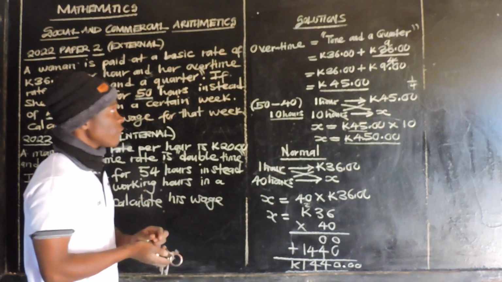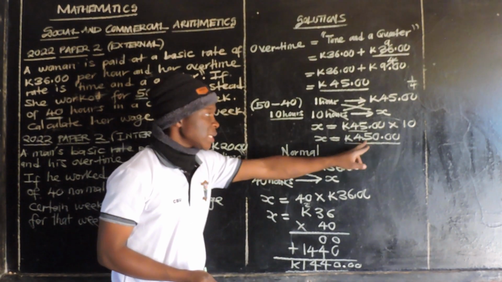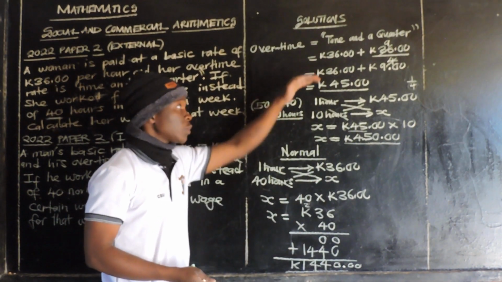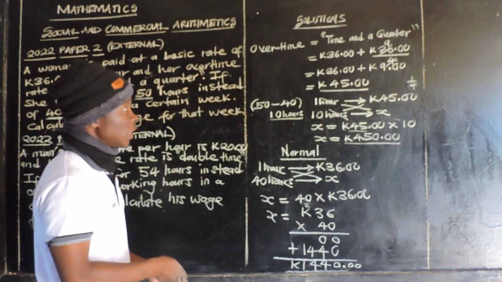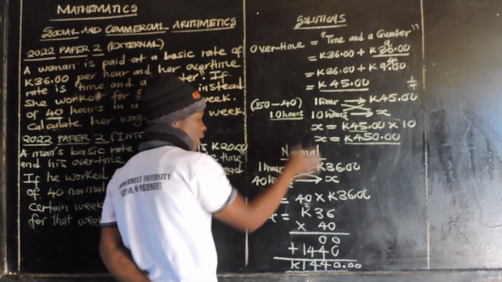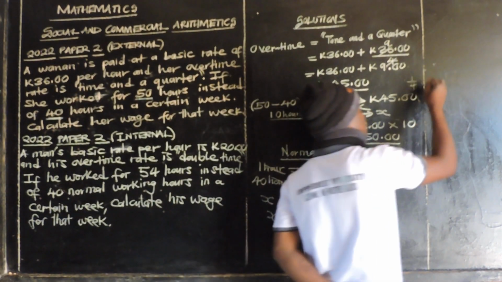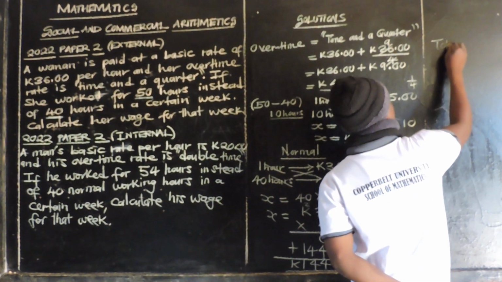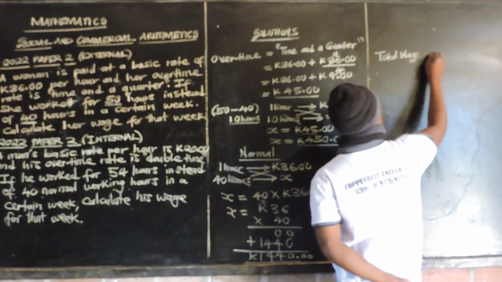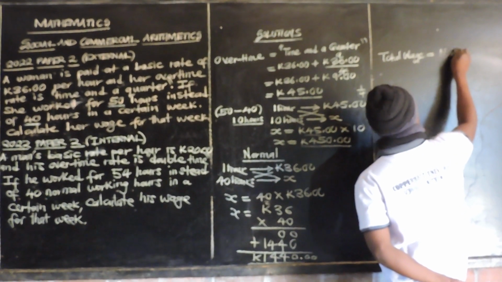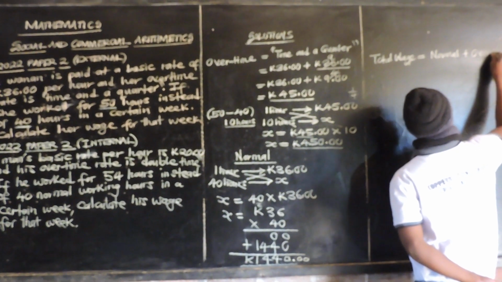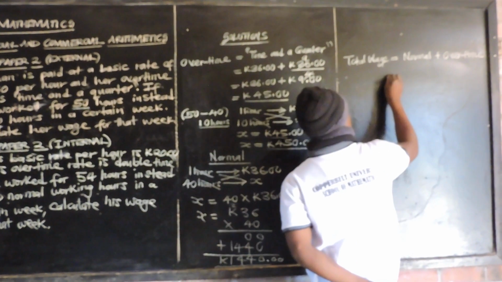So in this case, we have got our overtime, it's what? 450 kwacha. Then our norm is 1,440. But this is not what we want. We want our total wage. So for us to know our total wage, we just need to add our overtime plus our norm. So let me answer it from this side. So now total what? Total wage. Are we together, people? Yes. So total is equal to our norm plus our overtime.